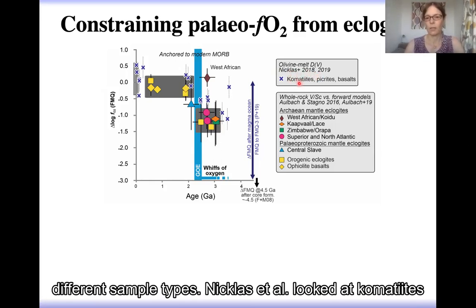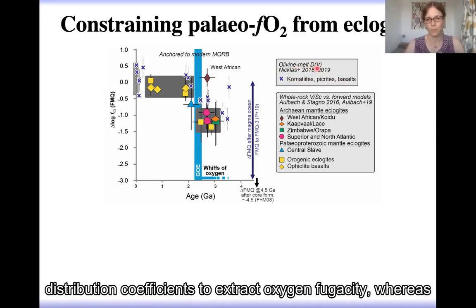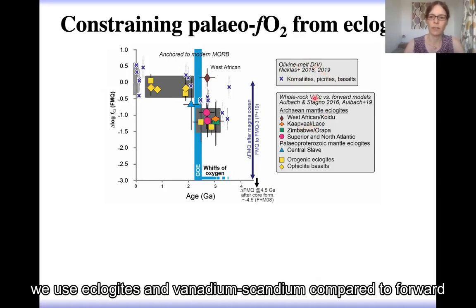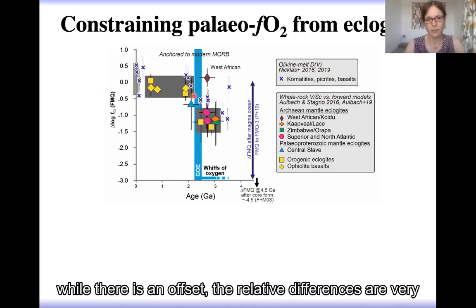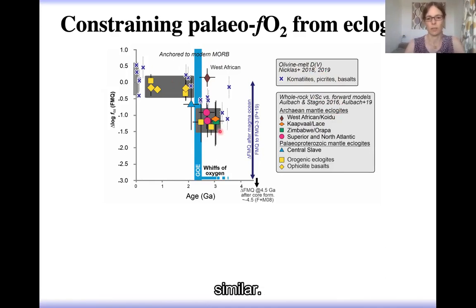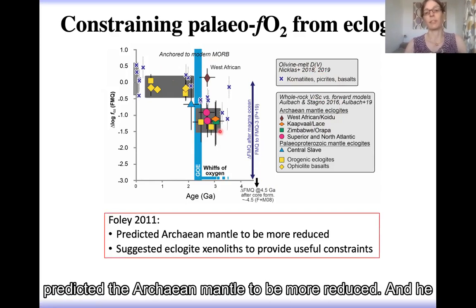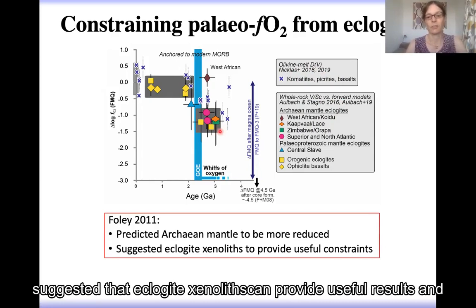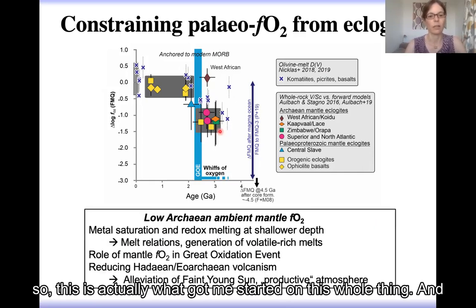Nicklas et al. looked at komatiites, picrites, and basalts, and they used olivine melt distribution coefficients to extract oxygen fugacity, whereas we used eclogites and vanadium, scandium compared to forward models to extract oxygen fugacity. And while there is an offset, the relative difference is very similar. I would like to add here that Steve Foley in 2011 already predicted the Archean mantle to be more reduced, and he suggested that eclogite xenoliths can provide useful results. And so this is actually what got me started on this whole thing.